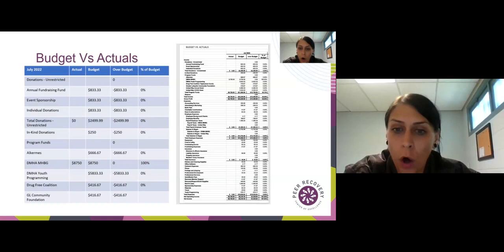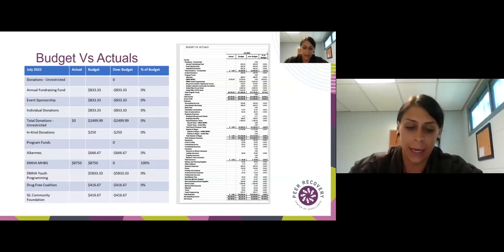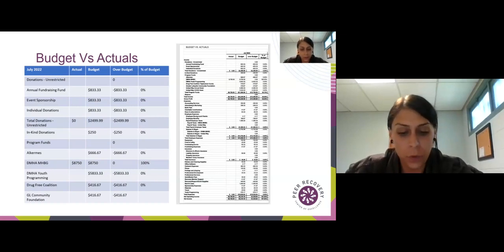Then if you go all the way down to the bottom where we're looking at our total expenses, which is the last three bold line items, it says that our total expected income or budget was $24,249.99. So that's what we had projected our budget to be.